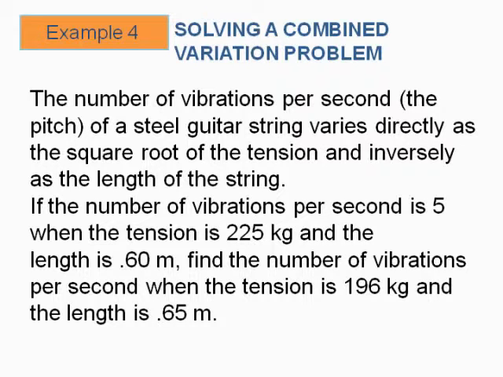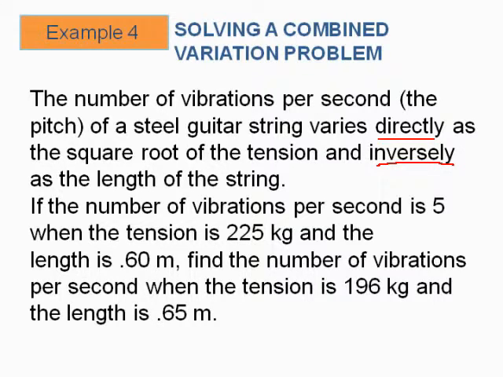See, you didn't know that math was involved in your music, but math is involved in music. So if the number of vibrations per second is 5, when the tension is 225 kilograms and the length is 0.6 meters, find the number of vibrations per second when the tension is 196 kilograms and the length is 0.65. So we've got some direct variation here, and notice we've got some inverse variation here.